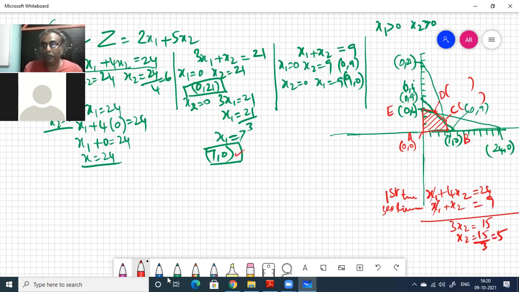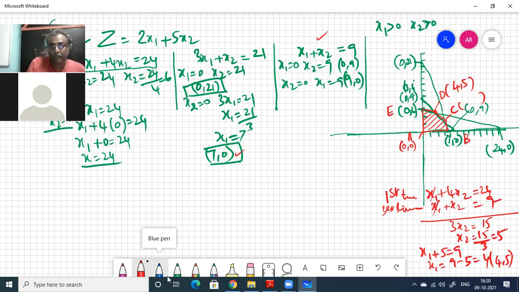Now you find x1. x1 plus 5 is equal to 9 in this equation. So x1 is equal to 9 minus 5, which is equal to 4. So what is that point? 4, 5. This is where the first line intersects with the third. In the same way you have to find point C. Point C is the intersection of the line x1 plus x2 is equal to 9 with the second line, through 7, 0 and 0, 21.